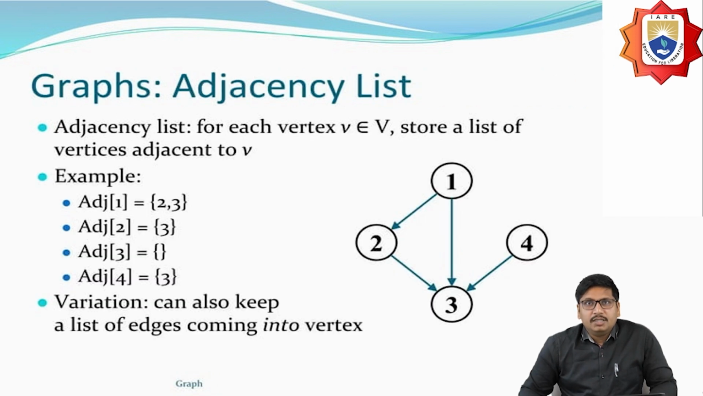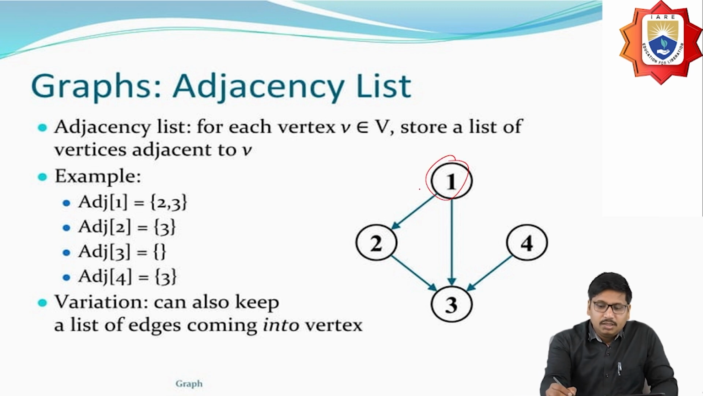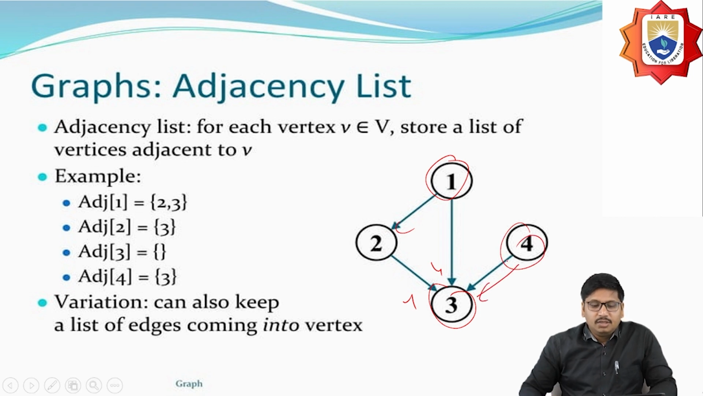So consider an adjacency list. For every vertex v belonging to V, which is a set of vertices, what is the adjacency of 1? That should be 2, comma 3. So for 1, the adjacent elements will be 2 and then 3. And for 2, the adjacent element is only 3. And for 3, there is no adjacent element in terms of a directed graph. And for 4, the adjacent element is 3.